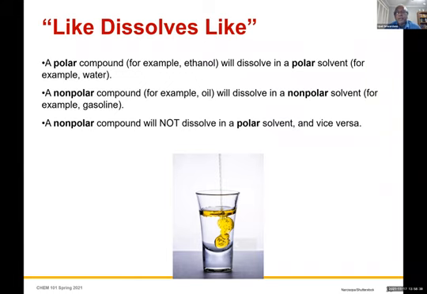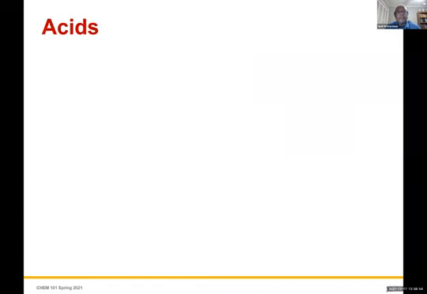Non-polar compounds will not dissolve in polar solvents and vice versa. Non-polar compounds like hydrocarbons will not dissolve in water. Now we're going to look into certain aspects of compounds that produce acidity, which are called acids.